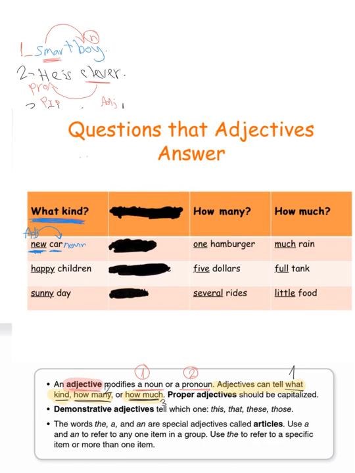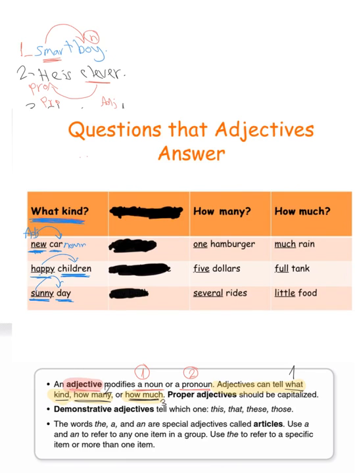Now number 2. Someone was talking about his children, let's say in class or at home, and he told that they are happy. So the adjective happy describes the children. So what kind of children they are? Happy children. Then we have another day, and it was a sunny day. So what kind of day is it? It's a sunny day.